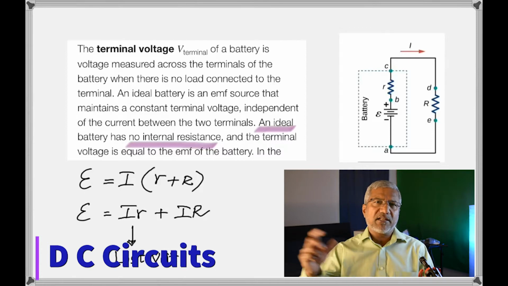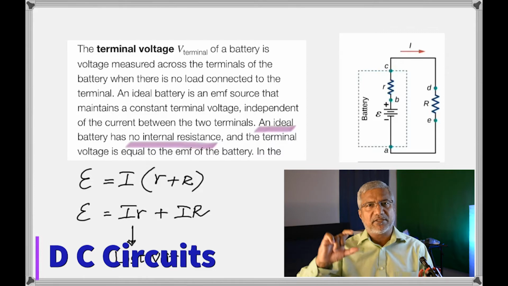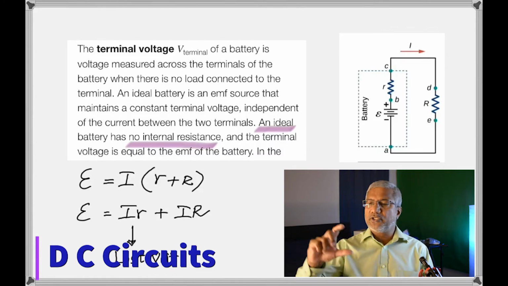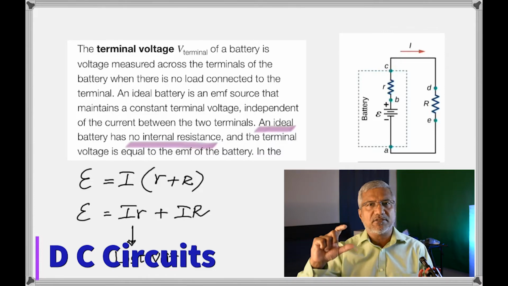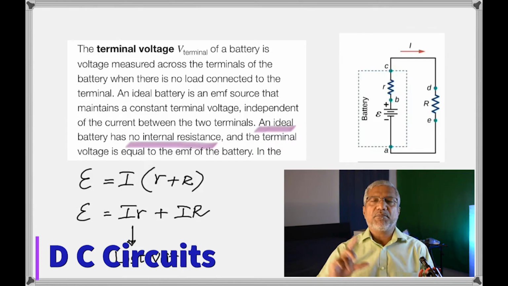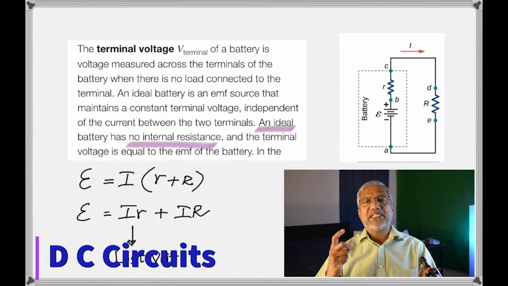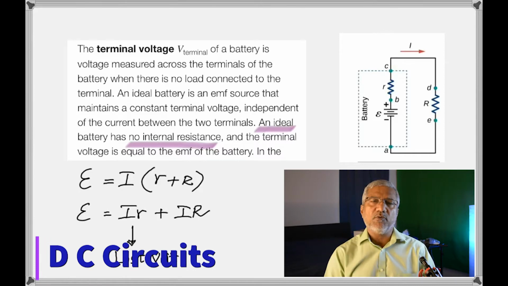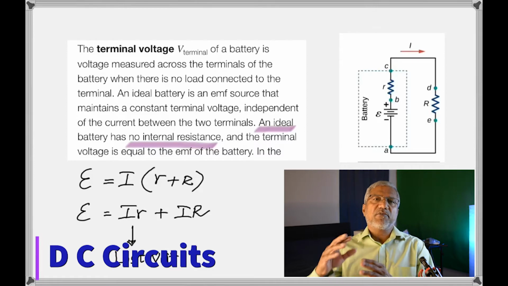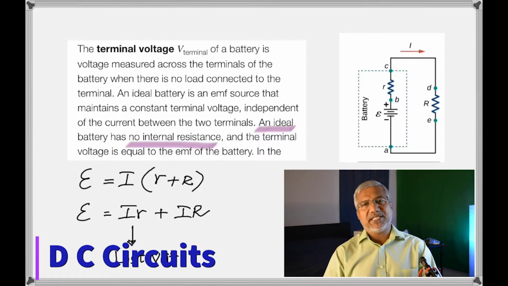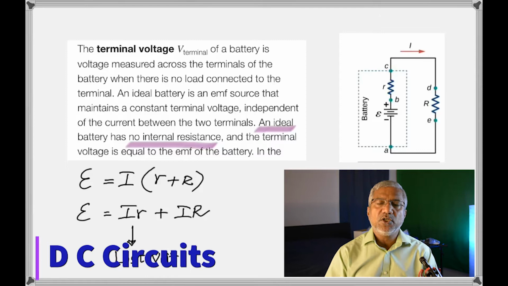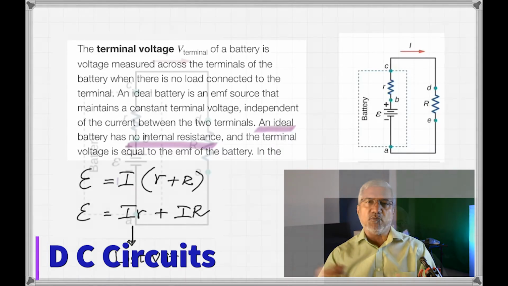But on the other hand, if you buy that dry cell from the market, from the store, that has an internal resistance of about 1 ohm. So it might be 1.5 volt, which is the EMF, but its internal resistance is 1 ohm. Compare that with the car battery, whose EMF is 12 volt, but the internal resistance is only 0.01 ohm.